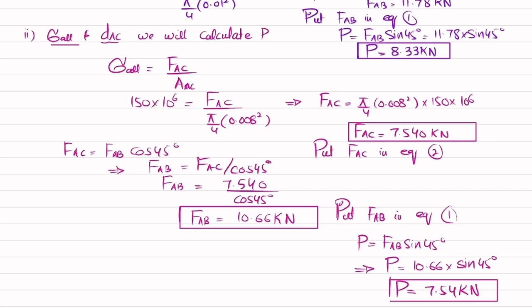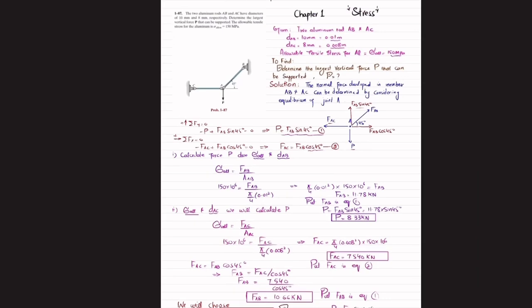Now you have two values, one is this one and the other one is this one. So what we will do is, for safety purpose, we will choose the smallest one, because it will be the safer. Choose P is equal to 7.54 kilonewton, which is the answer of this question. And that was all about this problem 1-87.